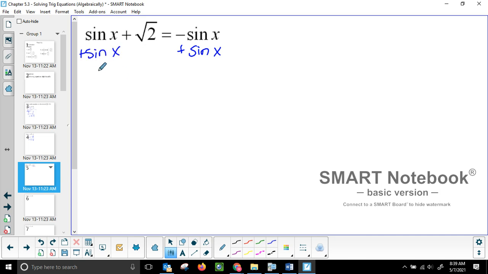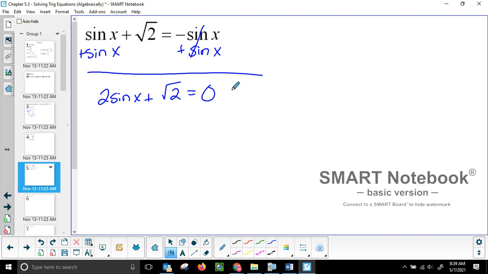This way we'll actually take an extra step, but a lot of people prefer positive variables, or in this case, a positive trig expression. So now we will have 2 sine of x. Just like x plus x is 2x, sine x plus sine x is 2 sine x, plus the square root of 2, and now that just equals 0.